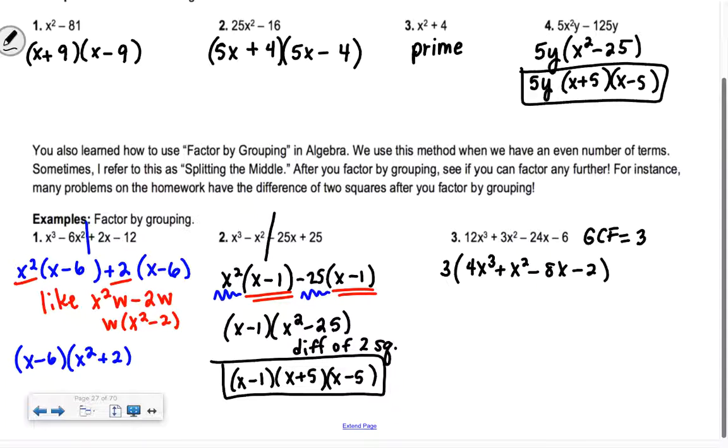And now I'm going to complete the square on the part that's in parentheses. Not complete the square, what am I talking about? Factor by grouping. Complete the square is something you learn later on in Algebra 2.